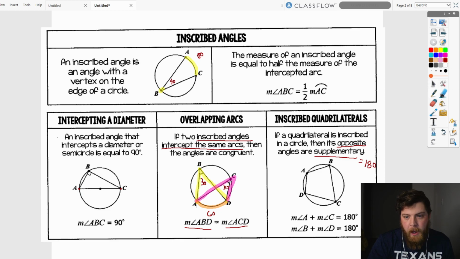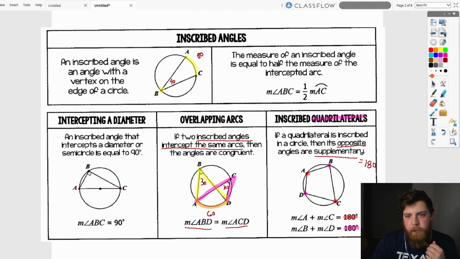So, for example, angle A and angle C will add up to be 180. And angle D and angle B will add up to be 180 as well. And this only works with quadrilaterals. So pentagons, hexagons, all that stuff, that doesn't apply. Just your opposite angles end up being supplementary.